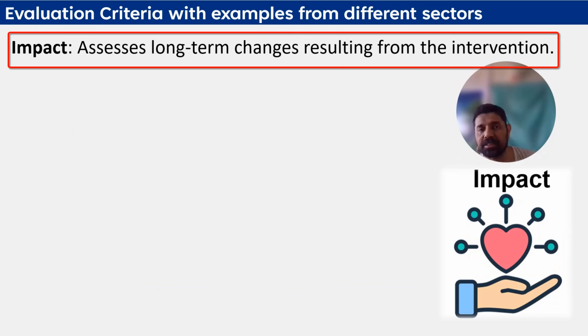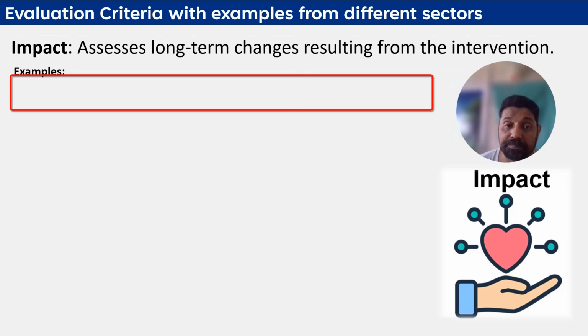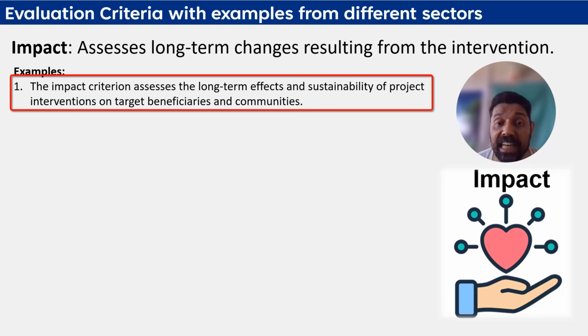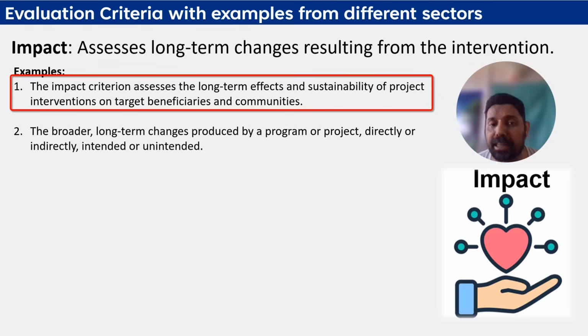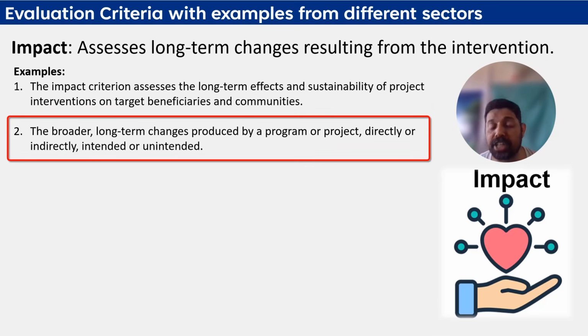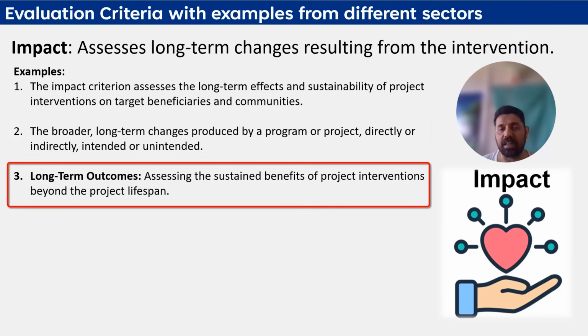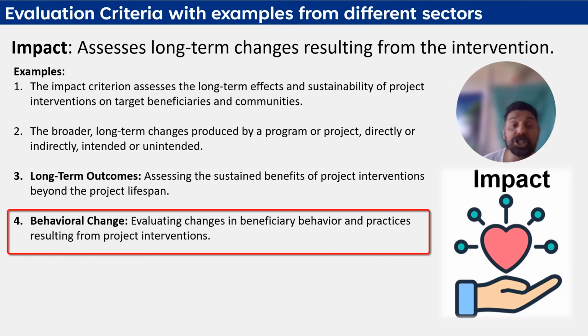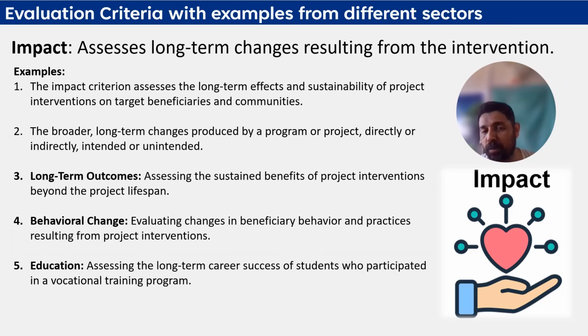Then we have impact. This criteria assesses the long-term impact, effects, or changes resulting from the intervention. For example, the impact criteria assesses the long-term effects and sustainability of project intervention on target beneficiaries and communities. The broader long-term changes produced by a project, directly or indirectly, intended or unintended. Long-term outcome, assessing the sustained benefits of project intervention beyond the project period. Evaluating changes in beneficiary behavior and practices resulting from project intervention.